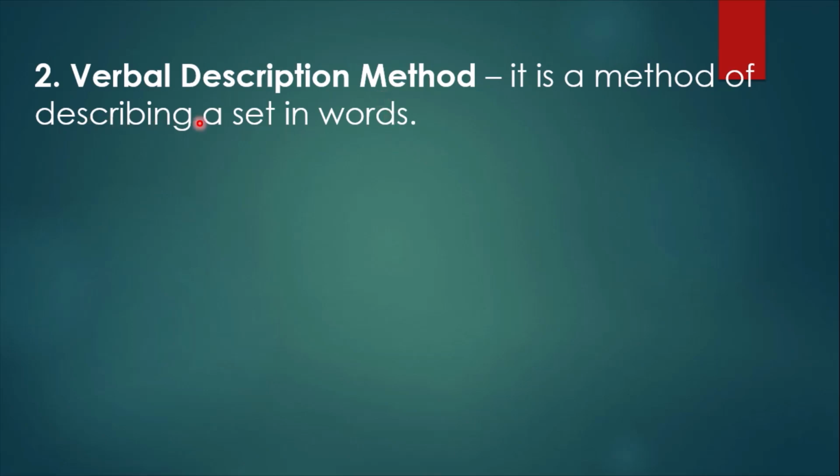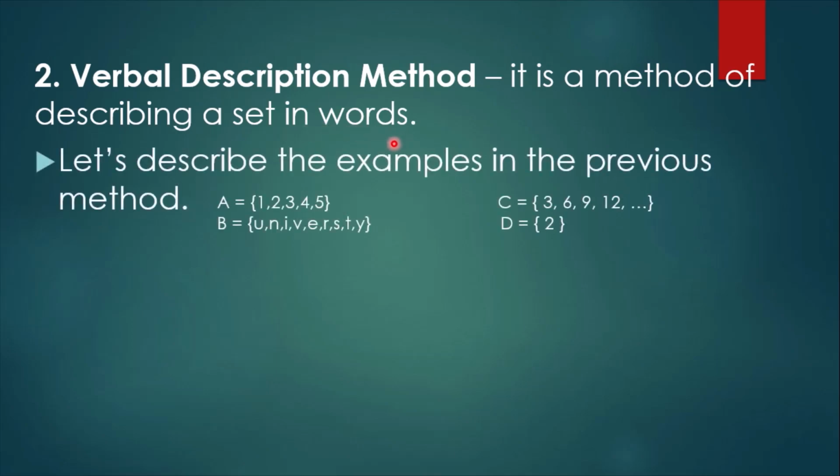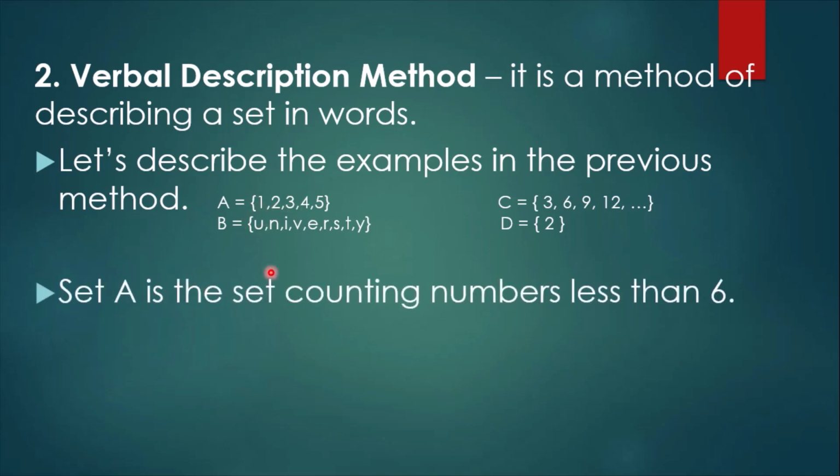Okay? Next, another description is what we call the verbal description method. And it's a method of describing a set in words. Doon sa roster kanina, or the listing method, we just list the elements. Here, in the verbal description, we have to describe the set in words. Now, let's describe the examples in the previous method, dito sa roster method natin kanina. For example, we have to describe this set using verbal description. Then we must say set A is the set of counting numbers less than 6. Okay, so we have 1, 2, 3, 4, 5, and these numbers are less than 6, which are actually counting numbers.